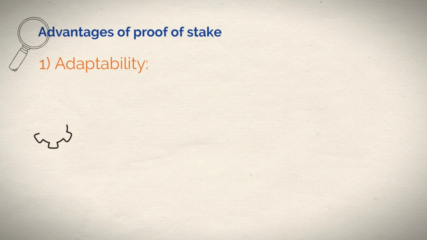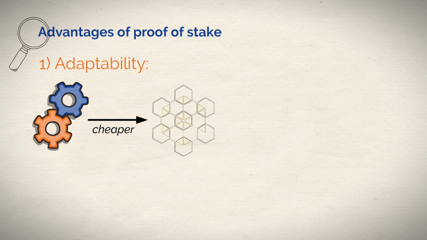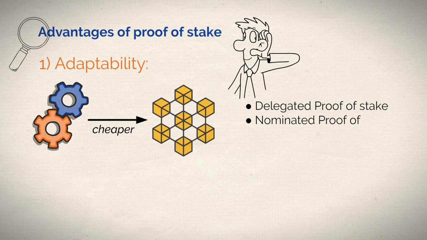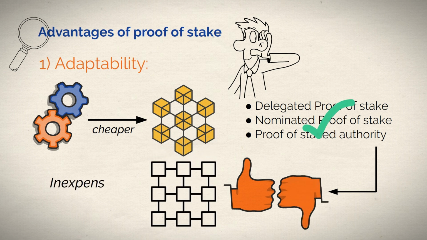Moving on, let's look at the advantages of Proof of Stake. First, adaptability. Proof of Stake consensus protocol is not only cheaper, but it can also be easily changed to suit a blockchain's needs. The most common variations you'll hear about include delegated proof of stake, nominated proof of stake, and proof of staked authority. Each of these variations has benefits and drawbacks, but they are all viable options for blockchains since they are pretty inexpensive to implement.